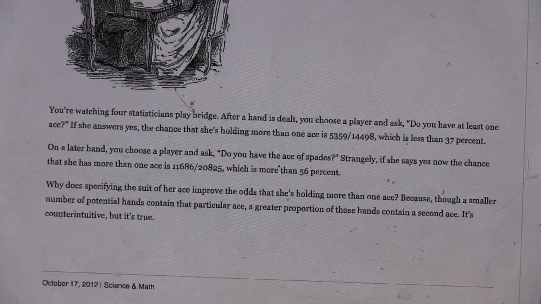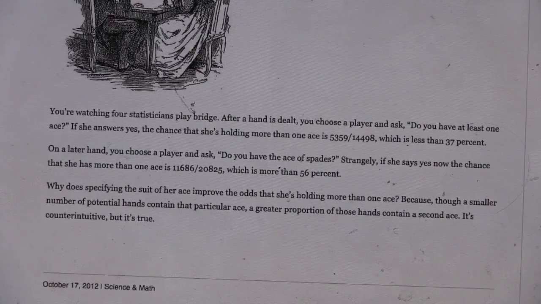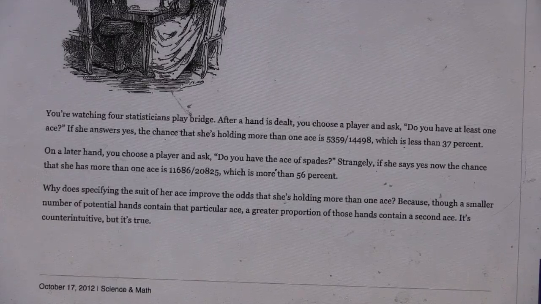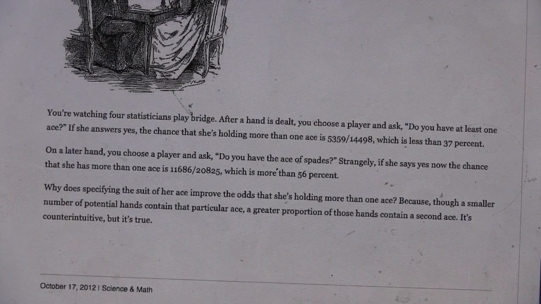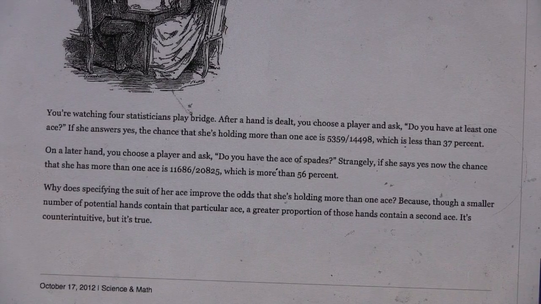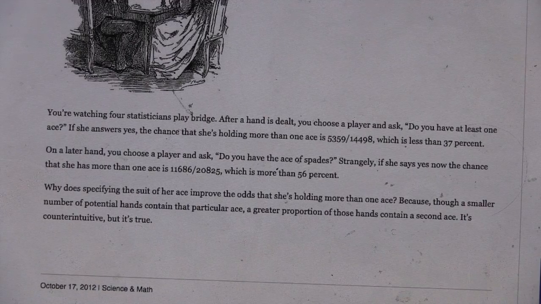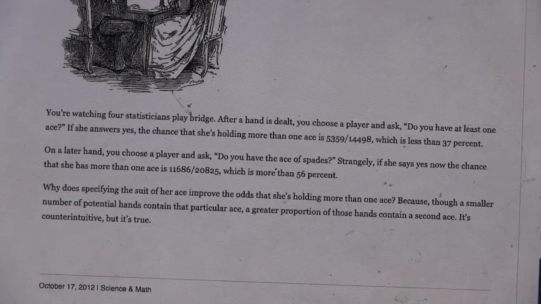Okay, so here we are for the answer. This is from Futility Closet's website. You're watching 4 statisticians play bridge, a hand is dealt. You choose a player and ask, do you have at least one ace? If she answers yes, the chance she's holding more than one ace is 5,359 divided by 14,498, which is, they say, less than 37%. So let's call that about 37%.